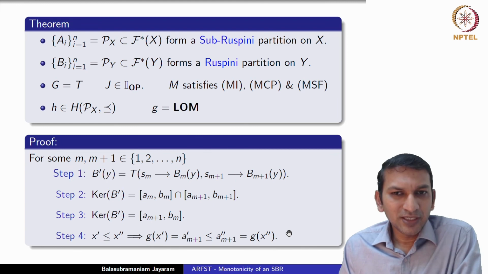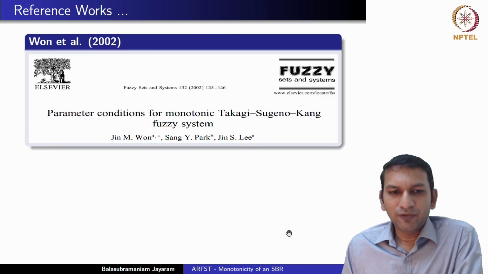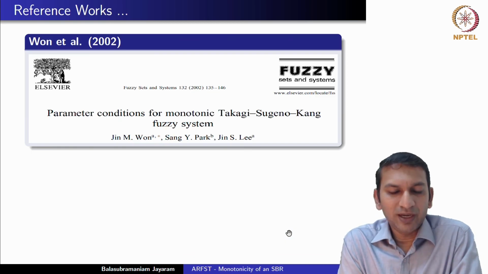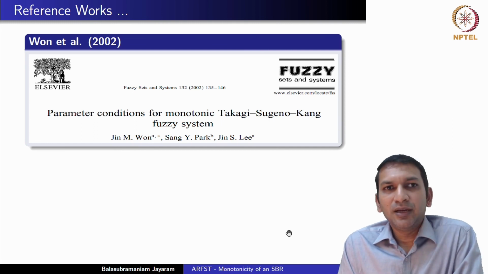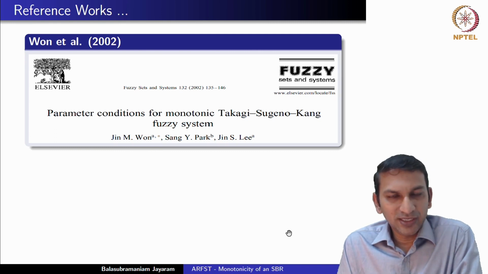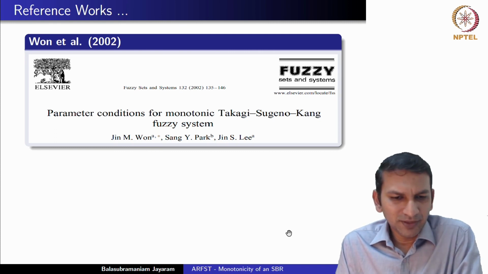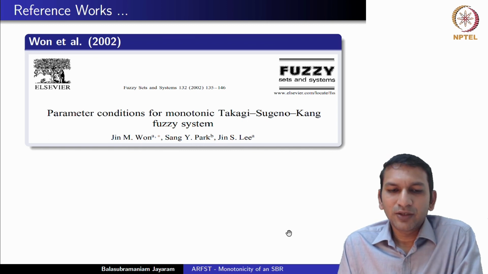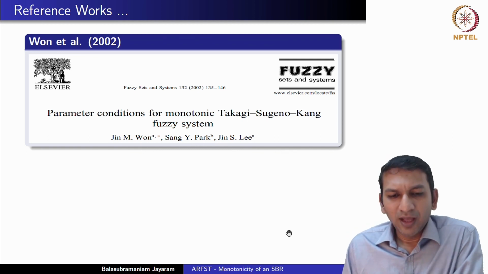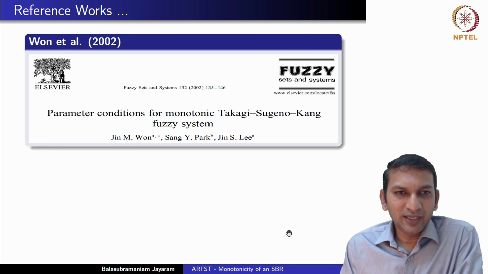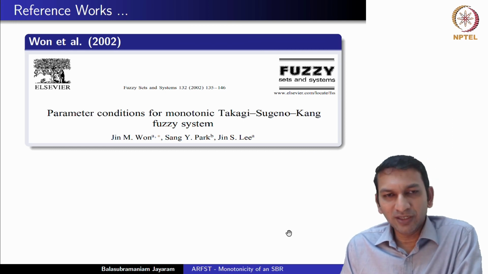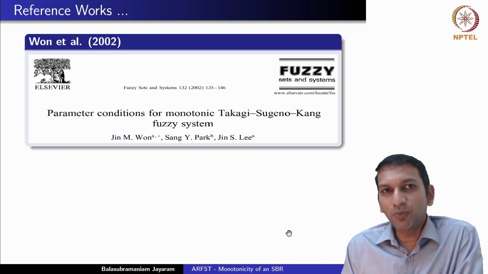With this, we will wind up with the discussion on monotonicity of FIS. A few reference works should be highlighted. There is quite a bit of literature discussing monotonicity of similarity based reasoning schemes, especially the TSK fuzzy systems. So this is one of the works that you can look into. The works are also quite distinct in their approaches. The one that we have taken in this lecture is to look at it in generality and fix the conditions on the components of the SBR model which will ensure monotonicity.